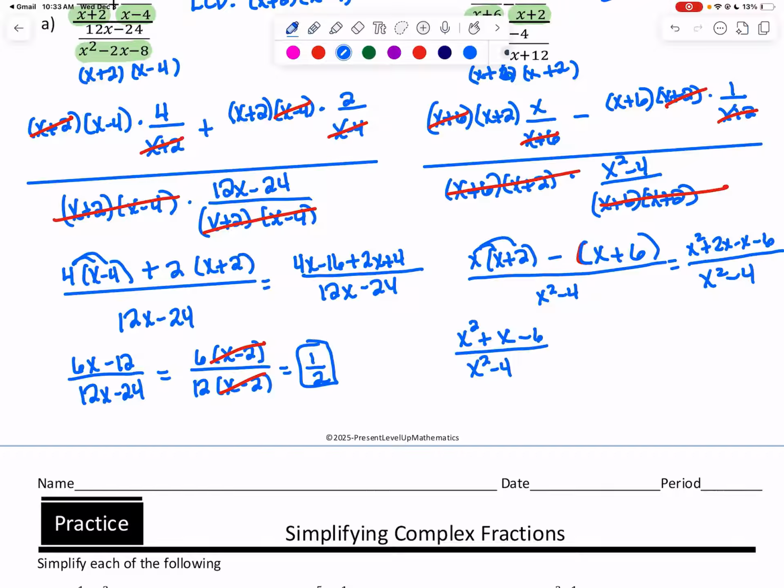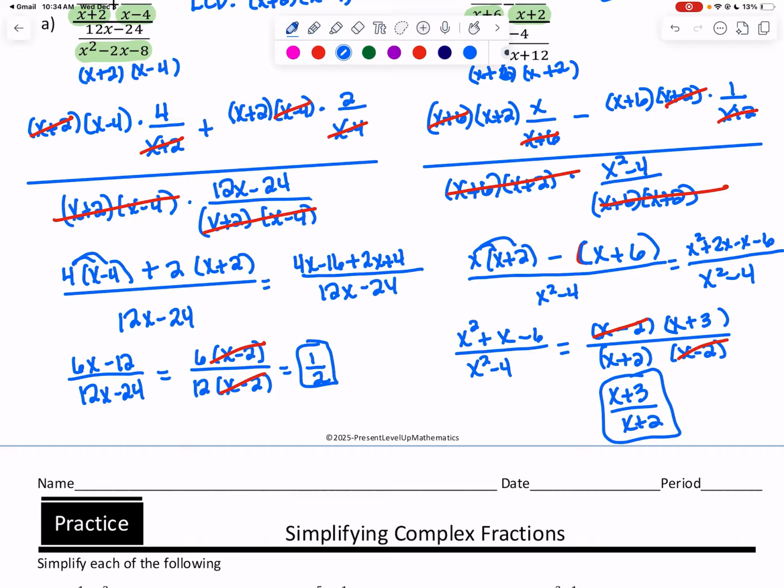Ooh, I'm thinking the top and the bottom will factor. So let's try that. For x squared, I'll use x and x. For 6, I'm going to use 2 and 3. I want to make the 3 positive and the 2 negative. On the bottom, difference of 2 squares, (x + 2)(x - 2). Yeah, now we get something to cancel. All right, so final answer, x plus 3 over x plus 2. And that concludes today's lesson, simplifying complex fractions.